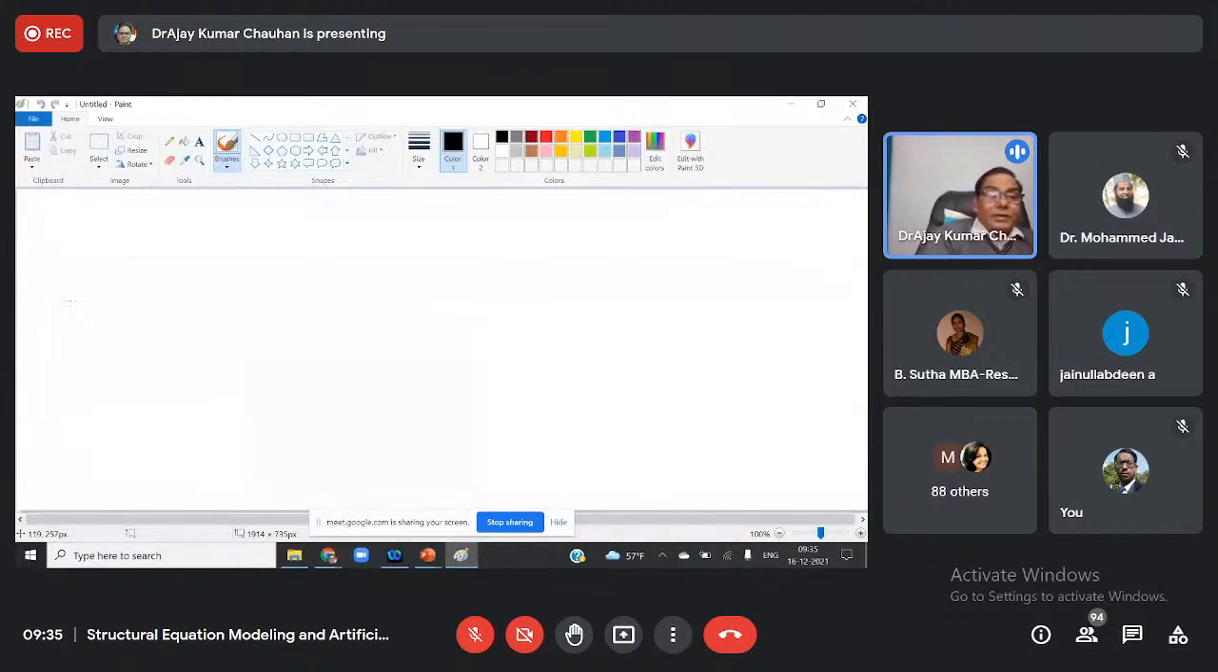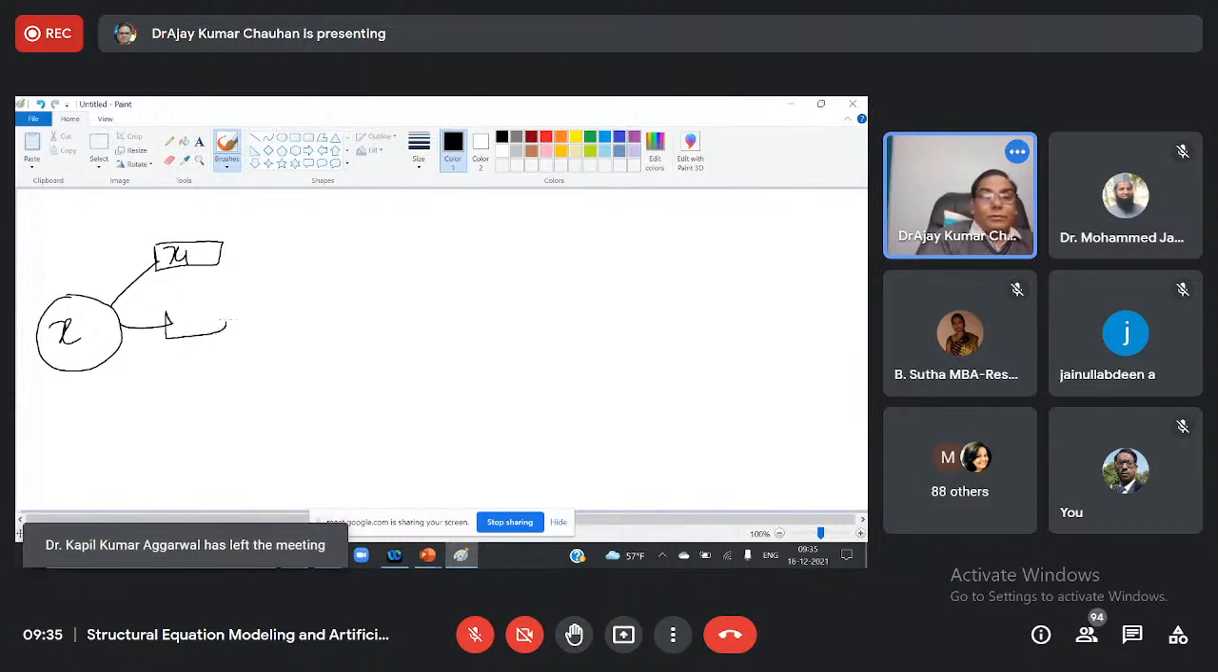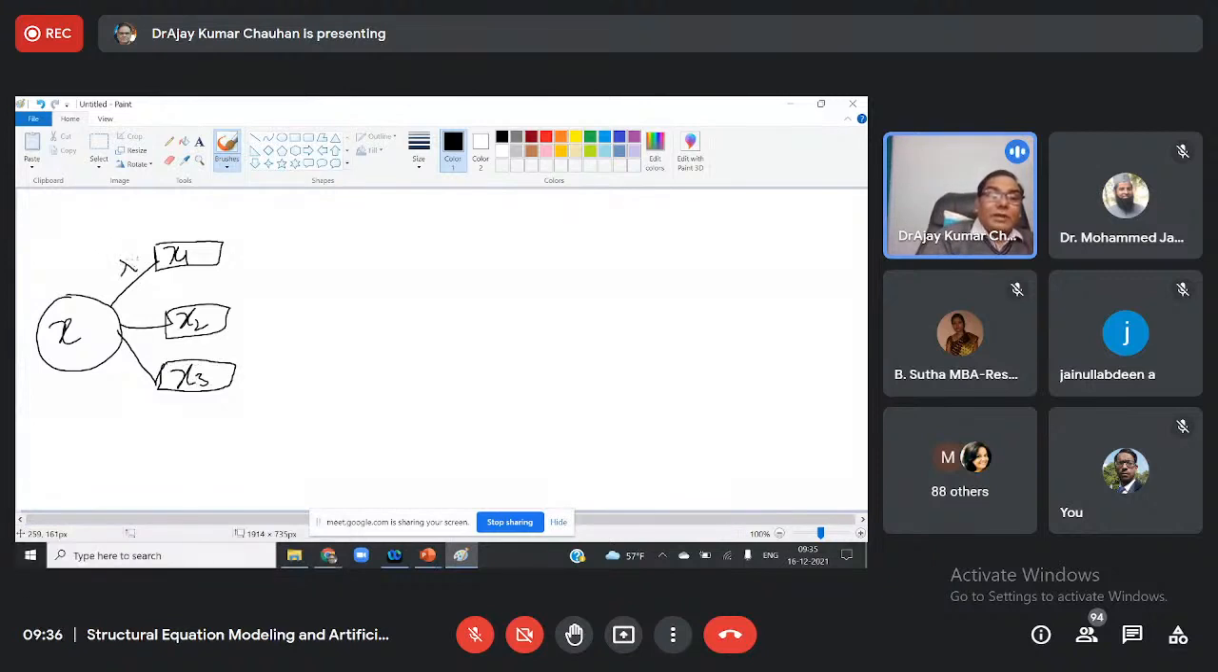So now I'm saying that there is a construct X. This construct X is represented by X1, X2, and X3. And this is lambda 1, this is lambda 2, and this is lambda 3. So the first condition is that lambda i is greater than 0.7. This is the first condition of convergent validity.